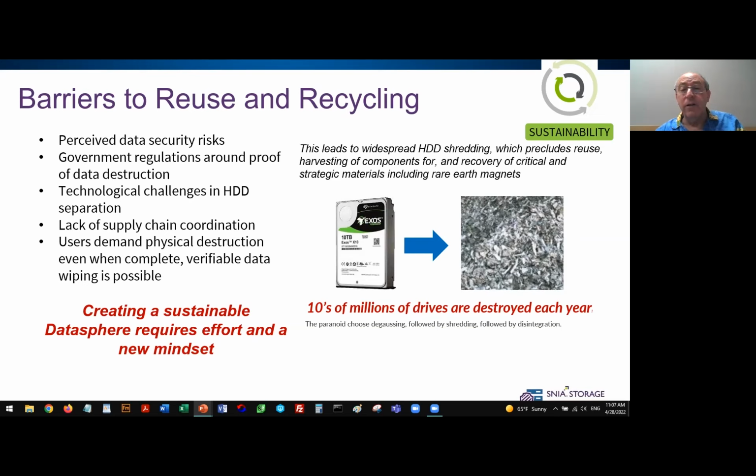Similarly, currently, millions of hard drives are shredded each year. And that means you can't get the rare earth elements out of there and reuse those. There are people who disassemble hard drives to get, for example, the special magnets out of there. We want to reuse and recycle as much as we can.